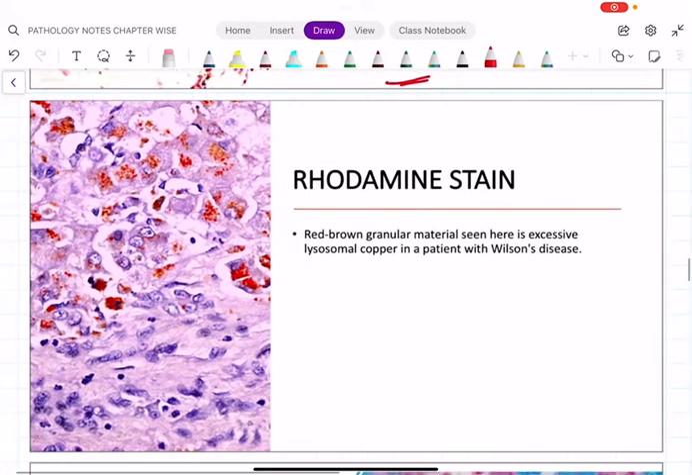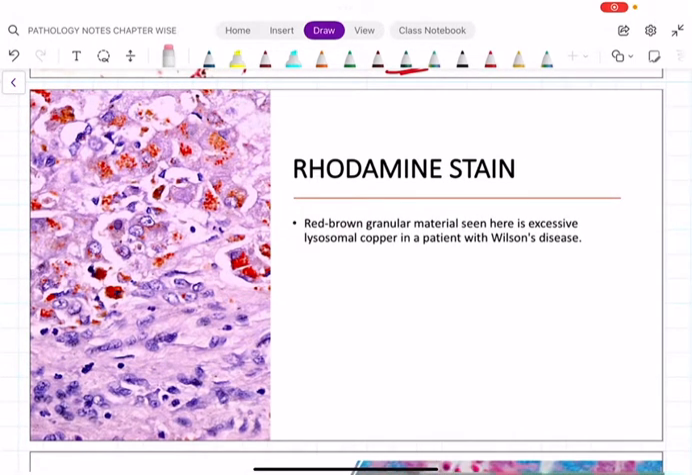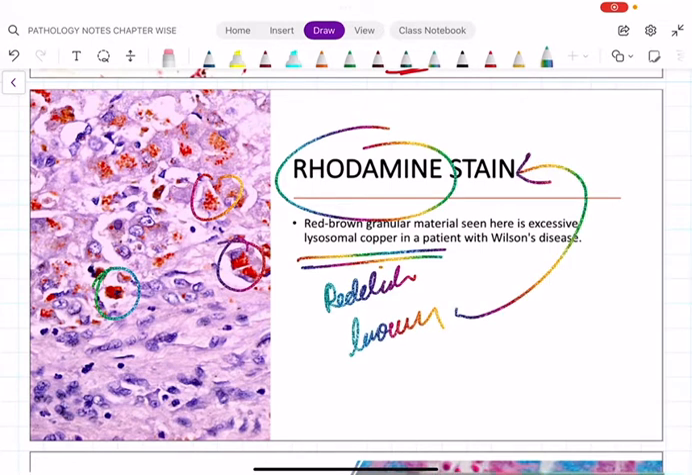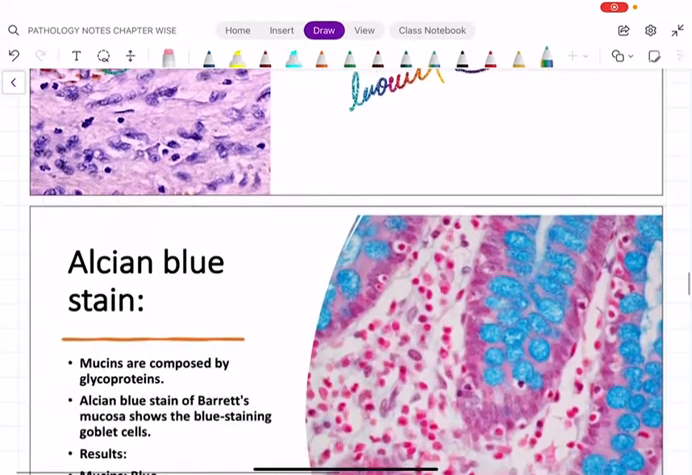Then we have rhodanine. What is that? Rhodanine stain is for copper, just for copper. There is a condition called Wilson's disease, in which there is excess copper deposition in the liver, and in the basal ganglia of the brain. In such a condition, you can see in this picture reddish brown granular material. What is the name of the stain? It is rhodanine, the stain for copper.